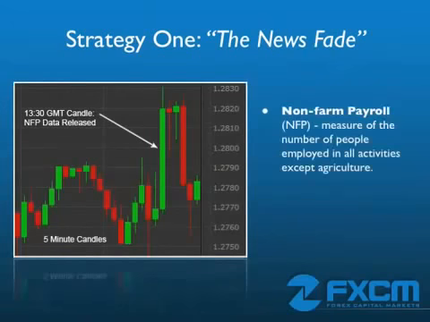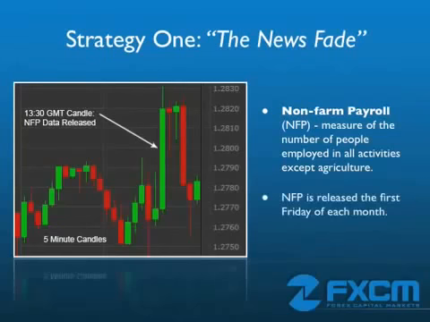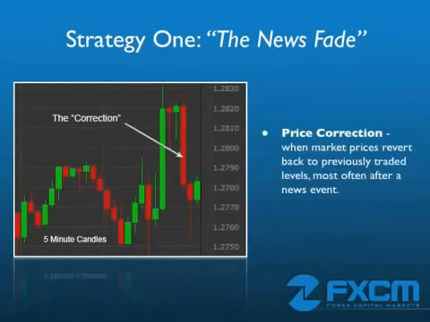When a news event is released, there is often a lot of irrational market movement. For example, this large spike occurred in the euro-dollar immediately following the release of non-farm payrolls, or NFP. NFP is a measure of the number of people employed in all activities except agriculture. It is released on the first Friday of the month and is historically the most market-moving news event for the dollar. Now what we are looking for with this strategy is a correction.